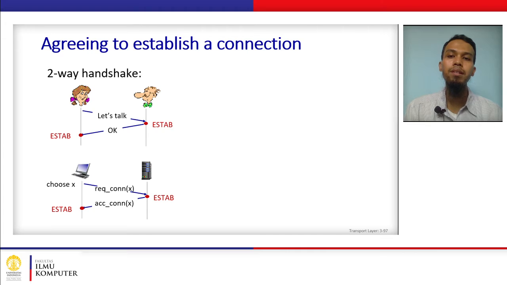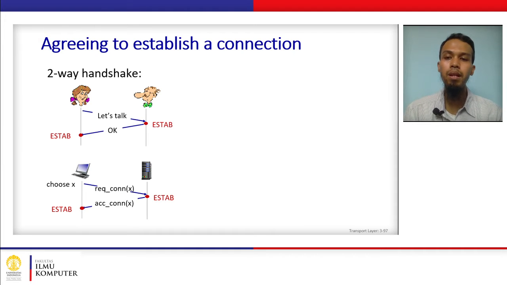Okay, now let us start with the illustration of the two-way handshake. We can take the example of human communication. Let's say Alice wants to talk to Bob. First, Alice can initiate the communication with some introduction, asking Bob to talk. So she can say, let's talk, and then Bob replies with okay.